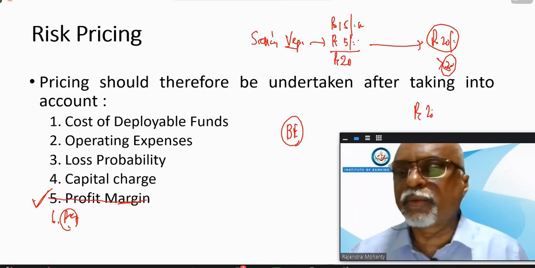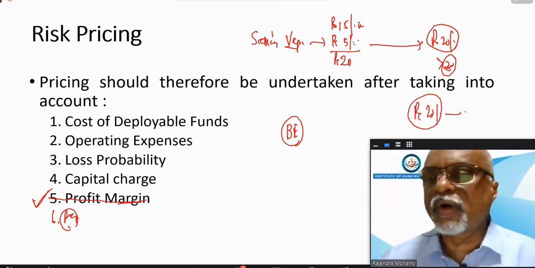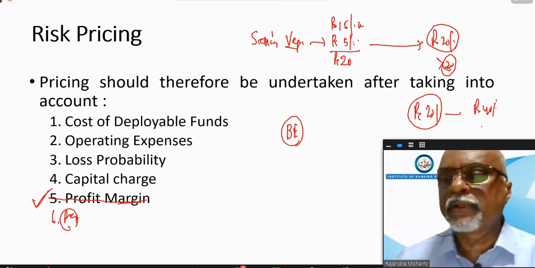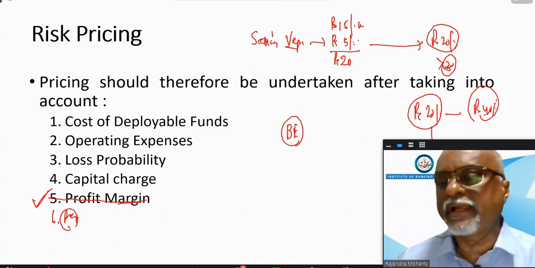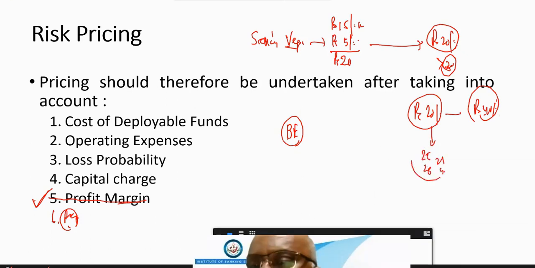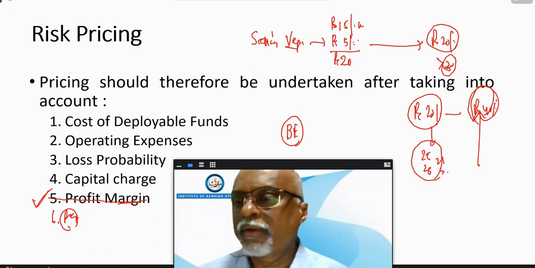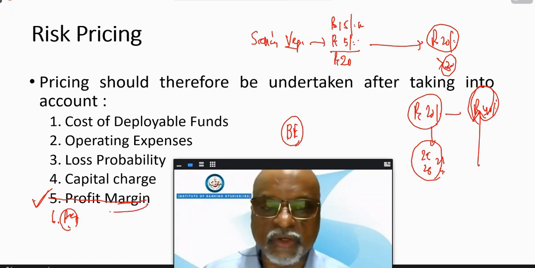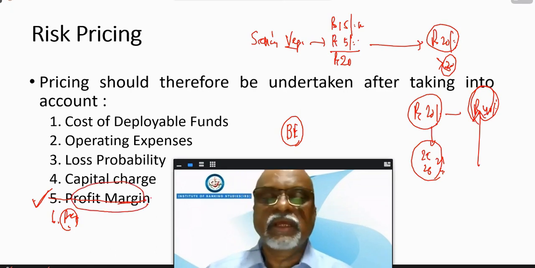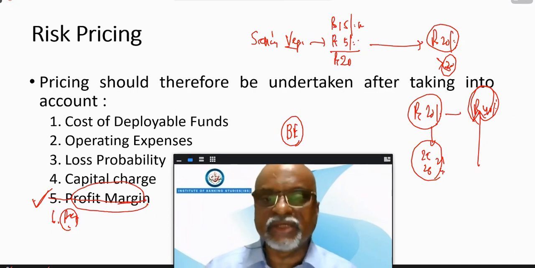Profit margin. You have a profit, so that is what the profit margin is. You have to look into the profit margin; you cannot say that 20 rupees is my cost, so I will sell at 40 rupees. You cannot sell at 40 rupees because other people are selling at 25, 26, 23, 24.